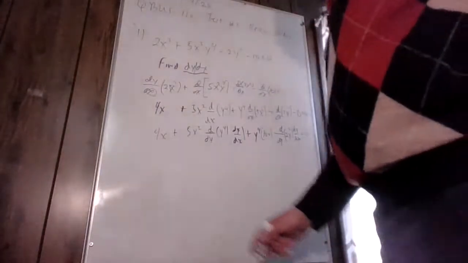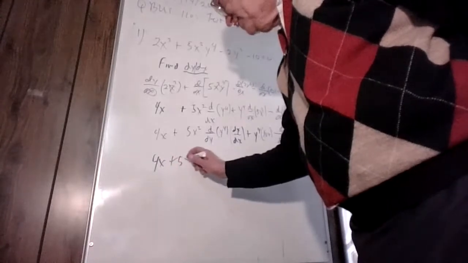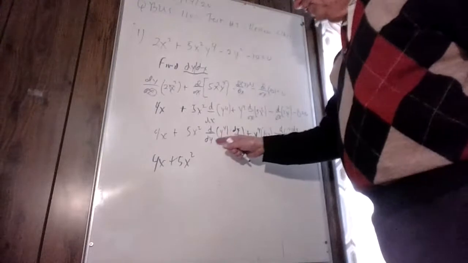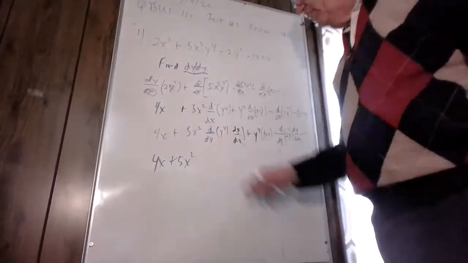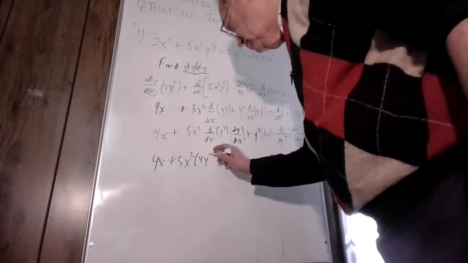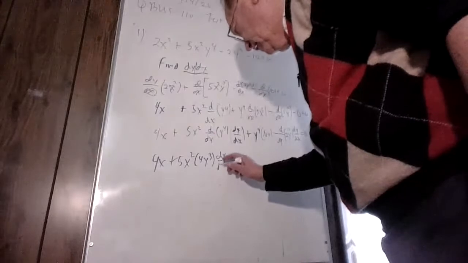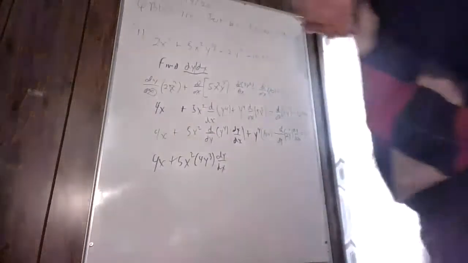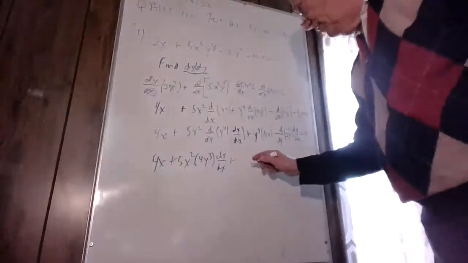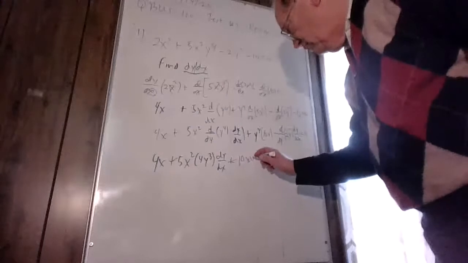All right, let's go through this now. 4x plus 5x squared. Now the derivative of y fourth with respect to y I can do. It's going to be 4y cubed. And don't forget I have to attach this dy/dx because I did an implicit there. Here, bring the 10 out. Make this 10x y to the fourth.